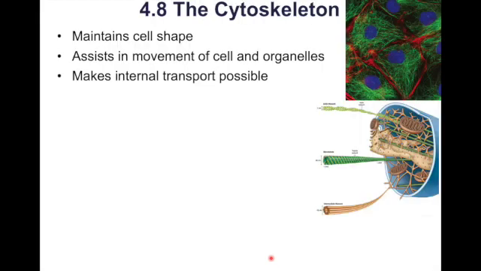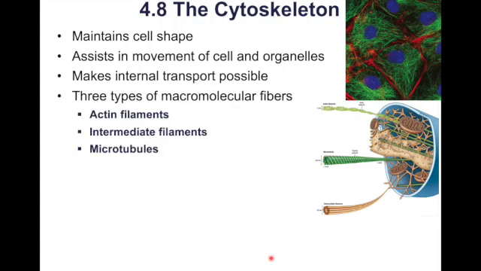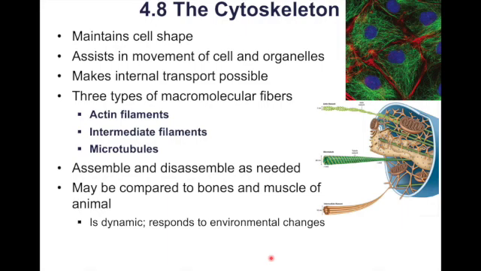All right, our last section here, the cytoskeleton. Lots of different functions: maintaining the cell shape, helping with movement of the actual cell, if it's a cell that can move, but also transporting stuff, movement within the cell. So three main types of fibers. We have actin filaments, intermediate filaments, and then microtubules. These guys can be made and unmade as needed. Sometimes they're even being made and unmade as you go.